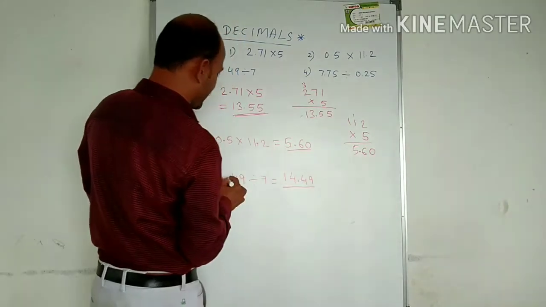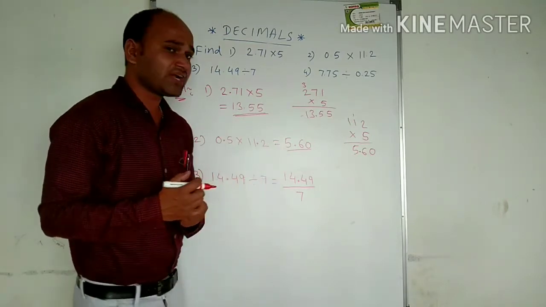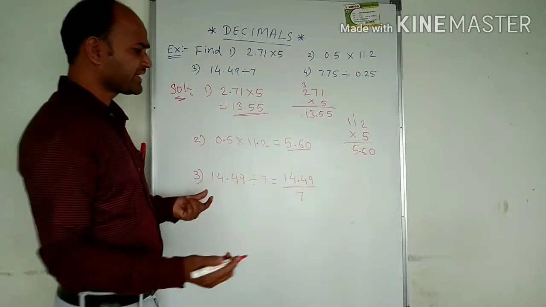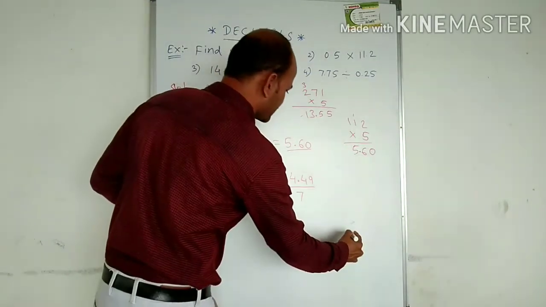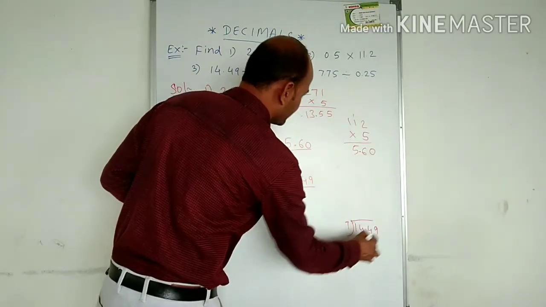For example, 14.49 divided by 7. Firstly we can convert this into the decimal point, otherwise आप डायरेक्टली क्या कर सकते हैं, इसको डिवाइड कर सकते हो. जैसे कि यहाँ पर देख लो, this 14.49 we can write here.